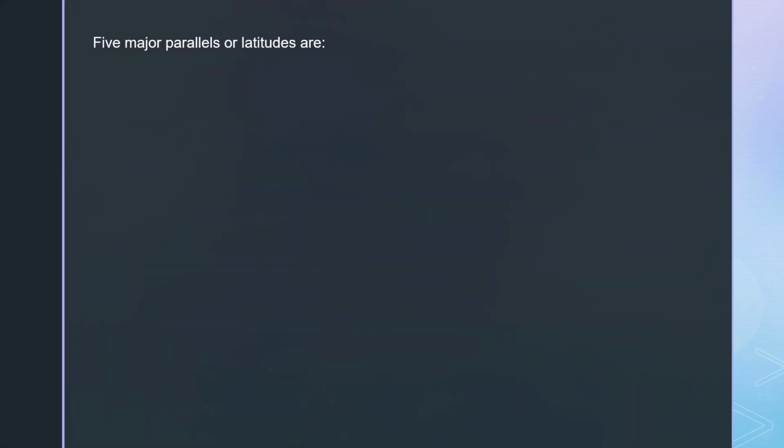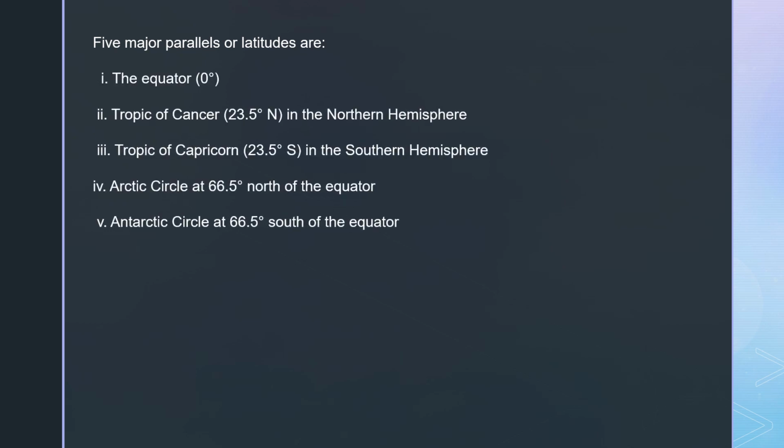Five major parallels of latitude are: the equator at 0 degrees; the Tropic of Cancer at 23.5 degrees north in the northern hemisphere; the Tropic of Capricorn at 23.5 degrees south in the southern hemisphere; the Arctic Circle at 66.5 degrees north of the equator; and the Antarctic Circle at 66.5 degrees south of the equator.